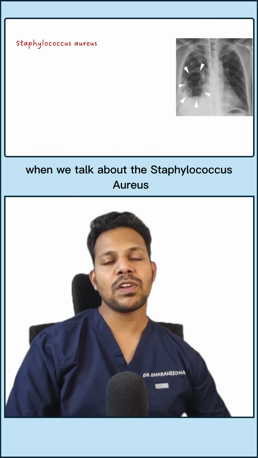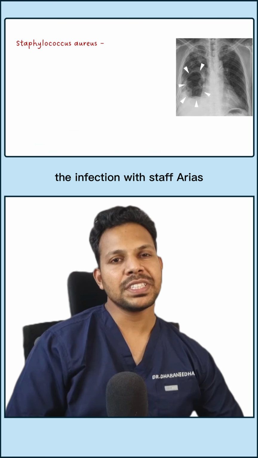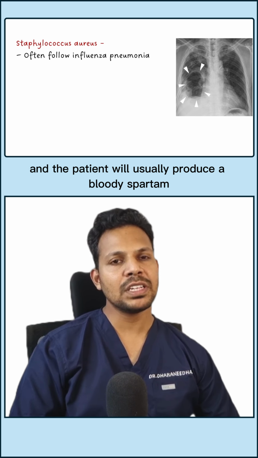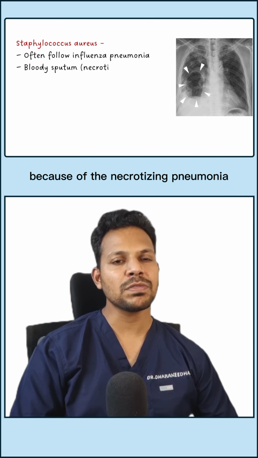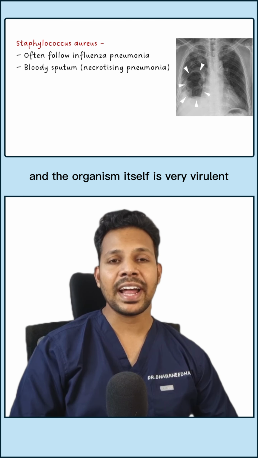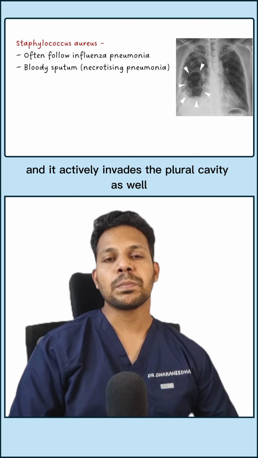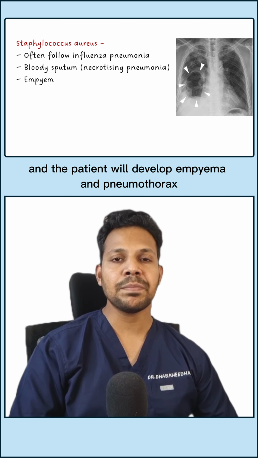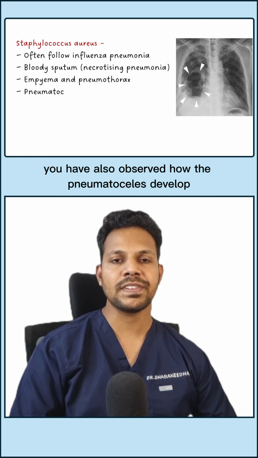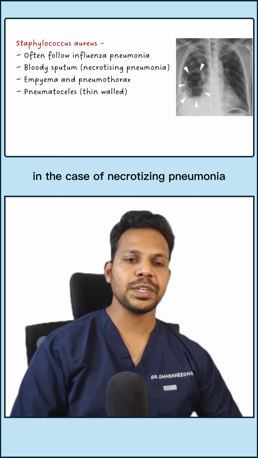When we talk about Staphylococcus aureus, the infection with Staph aureus usually follows influenza pneumonia, and the patient will usually produce a bloody sputum because of the necrotizing pneumonia. And the organism itself is very virulent and it actively invades the pleural cavity as well, and the patient will develop empyema and pneumothorax. Of course, you have also observed how the pneumatoceles develop in the case of necrotizing pneumonia.